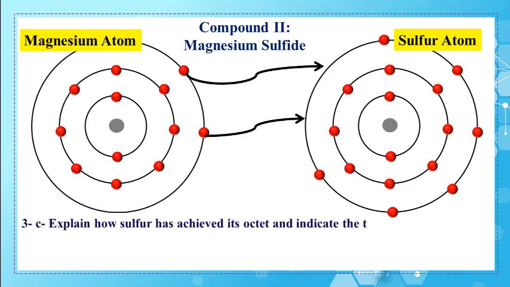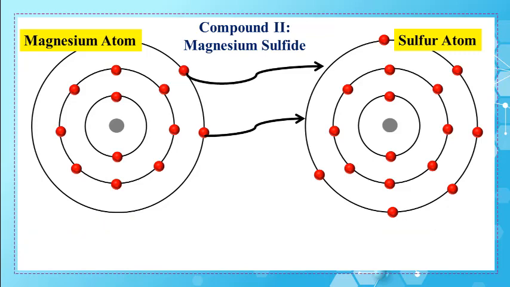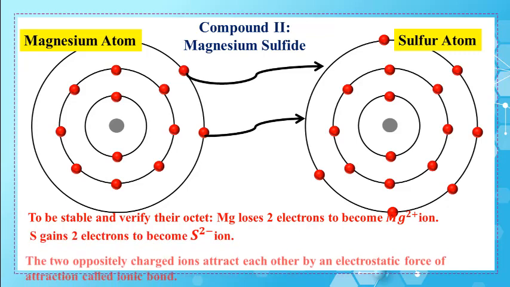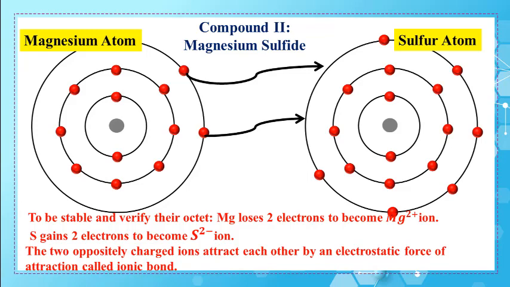In part 3c, explain how sulfur has achieved its octet and indicate the type of bond involved. To be stable and verify their octet, magnesium loses 2 electrons to become magnesium ion. However, sulfur gains 2 electrons to become sulfide ion. The oppositely charged ions attract each other by an electrostatic force called ionic bond.